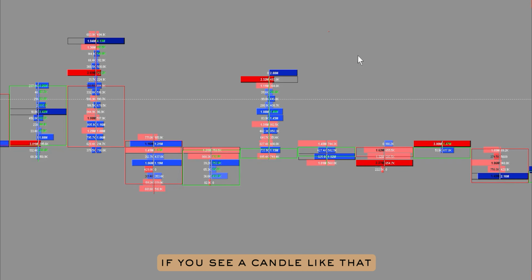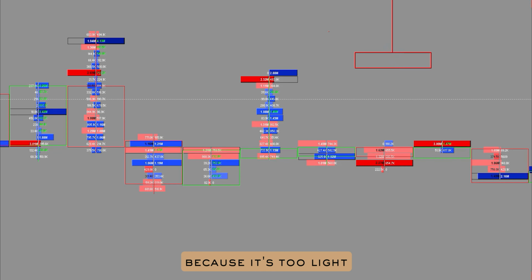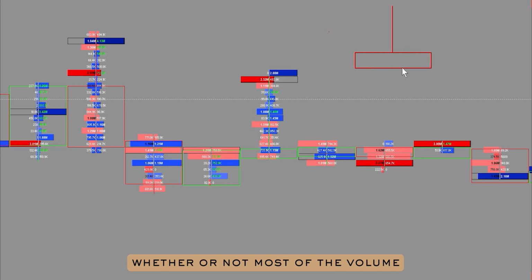You don't know, if you see a candle like that, which ultimately looks like this, if you can't see the green because it's too light. So you don't know if you see a candle like this, whether or not most of the volume took place in the body, or whether or not it took place at the extreme, at the high, or within the center of the wick, or if there was any activity in here whatsoever, and it wasn't just some liquidation candle.